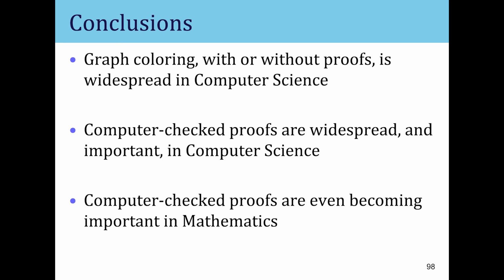So it's part of the ethos of certain parts of computer science now that your proofs should be machine-checked. And I get advertisements from companies looking for industrial proof engineers. These are people that can formalize the mathematics of computer science for machine-checked proofs for operating systems and file systems and compilers and so on. And computer-checked proofs are even sometimes becoming important in mathematics. Thank you.